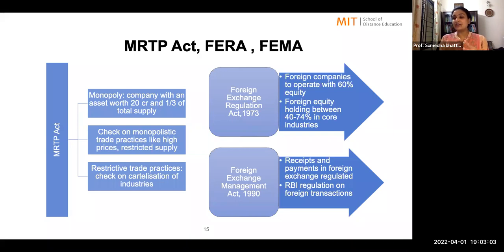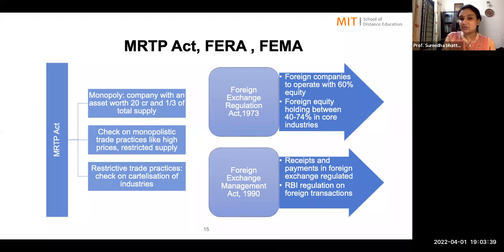So how would you define or identify a monopoly? Any company with an asset worth 20 crore, then it was revised to 2,500 and so on. The asset limit was revised from time to time so as to match the requirements or the development of the country and the production. So monopoly was initially defined as any company with an asset worth 20 crore or 1/3 of total supply. So that was how monopoly was defined.